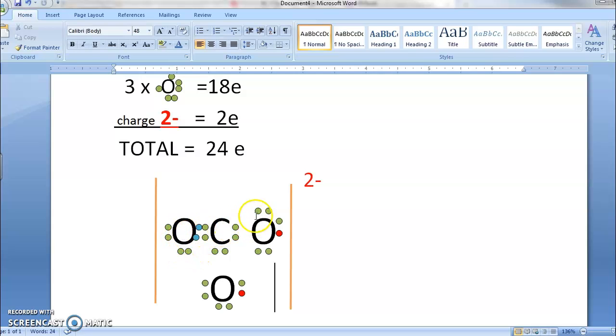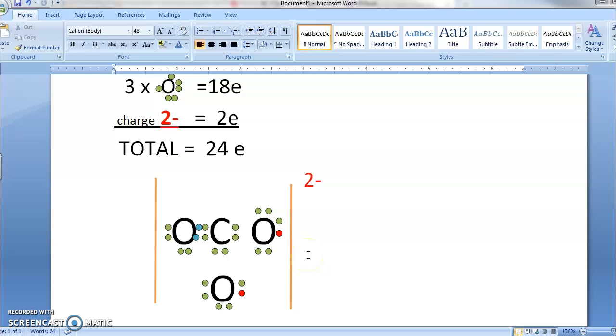But now I'm down to 24 electrons. 2, 4, 6, 8, 10, 12, 14, 16, 18, 20, 22, 24. I've met that 24 quota. The fact that I could have moved this pair in or this pair in instead of that pair means that there could have been a double bond between this carbon and this oxygen, this carbon and this oxygen, or the carbon and the oxygen on the left. So the double bond could have gone to the right, to the bottom, or to the left. Any of those places would work.